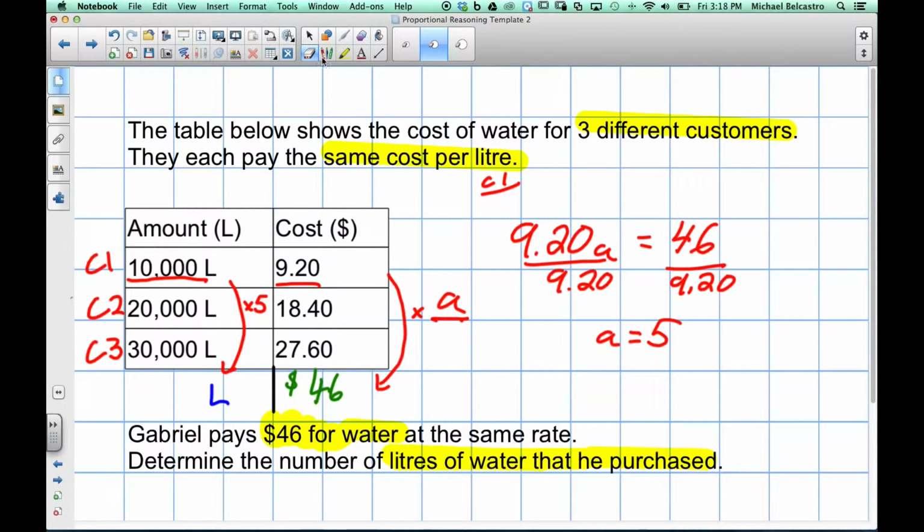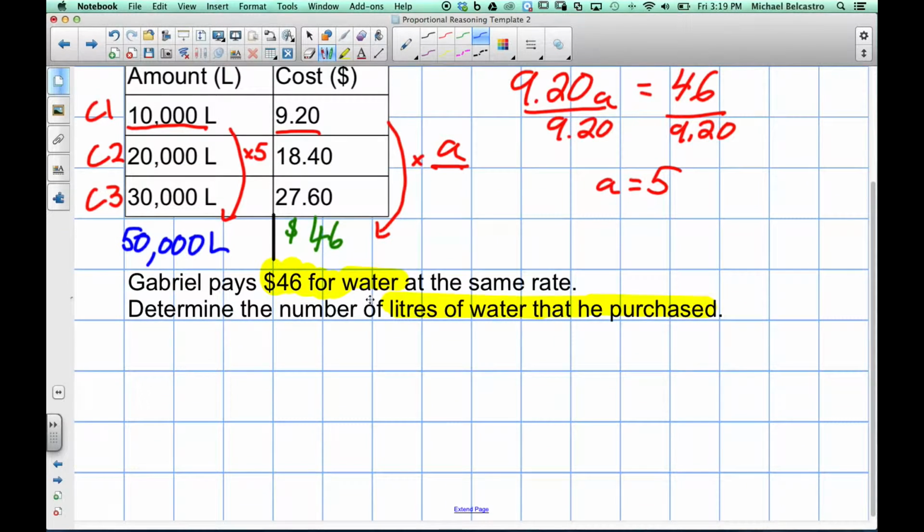So you might need a calculator, but this is actually a pretty straightforward calculation. 10,000 times 5 is the value of 50,000. And that's it. That's technically the answer. What I'm going to do next is I'm going to show you how we could have done it with any of the customers since they were all paying the same rate. So the next thing I'm going to do, and I'm going to work down towards the bottom here, we're going to take the second customer, customer number 2.